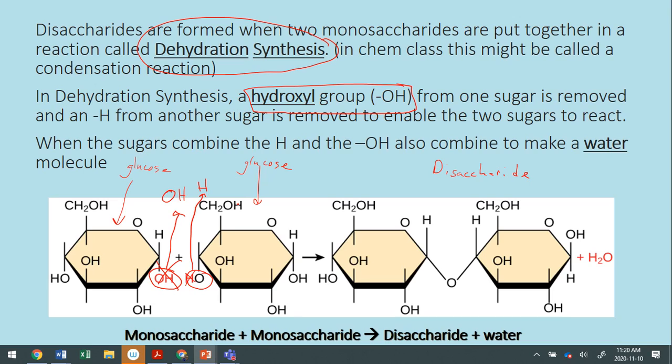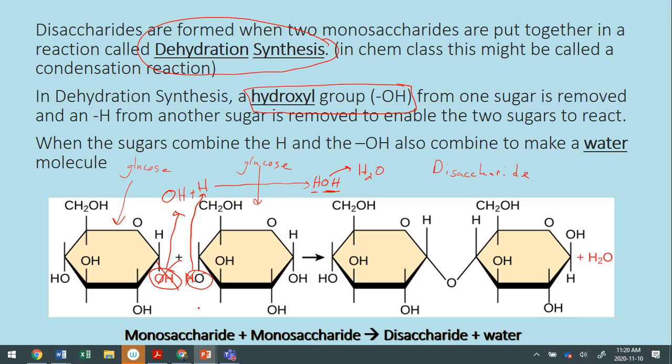What happens if I put two H's and an O together? What happens if I take two H's and an O and put them together? Have you guys ever seen water written like this before? Yeah, okay. So basically what I've done is I've taken the H off of one sugar, I've taken the OH off of the other sugar, and what I've created is H2O. So I've gotten rid of a water, dehydration. I've taken a water out of there.